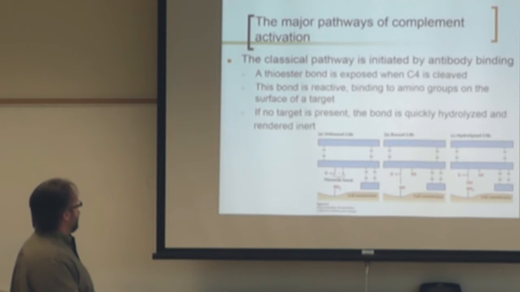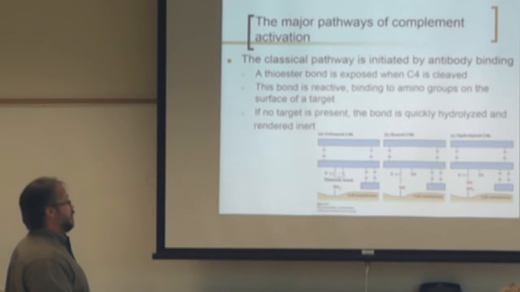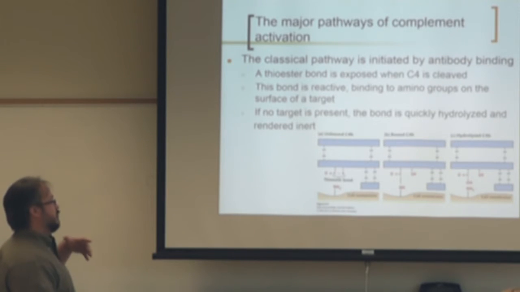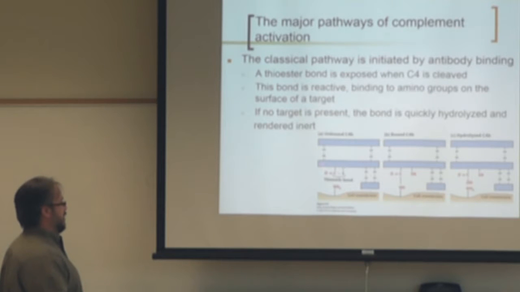It's a thioester bond, going all the way back to your organic chemistry roots, that is exposed when C4 is cleaved. This bond is reactive, binding to amino groups. Our cell membrane is made up of lipids and lots of proteins, so the amino groups on the surface are targets. If no target is present, the bond is quickly hydrolyzed and rendered inert. So that's how we keep these from binding to just anybody. The thioester bond binds very quickly, and if it doesn't, they become hydrolyzed and can't bind.